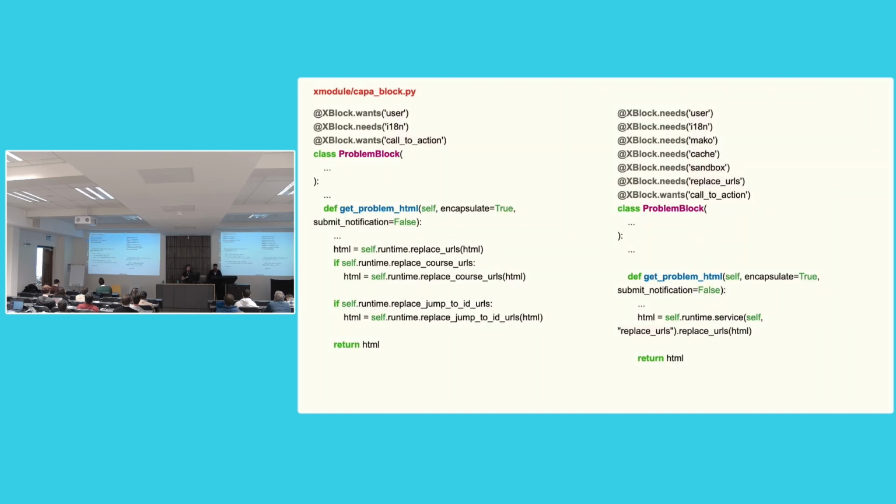This is an example of moving the replace URL function from the runtime to a separate service. This one is used in the problem XBlock. So it means that we had to add this XBlock needs annotation, and then instead of using self runtime replace URLs, we just retrieve the service and use its method.